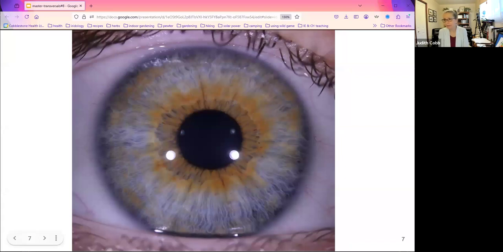Here's another beautiful example. This was a teenage girl. She was about 16 when we took this photo. Actually, we did all of her photos. And as we look at her eyes, we can see that we have, again, transversals. This is her right eye.